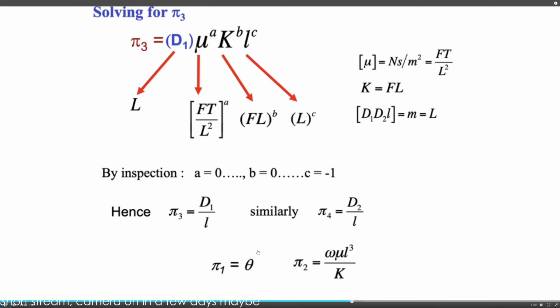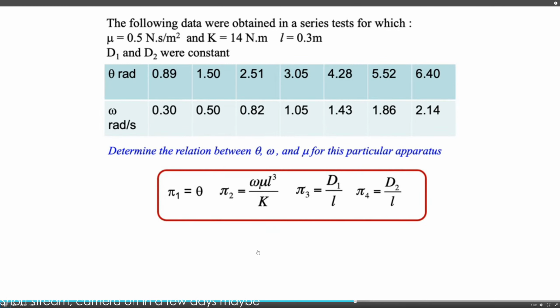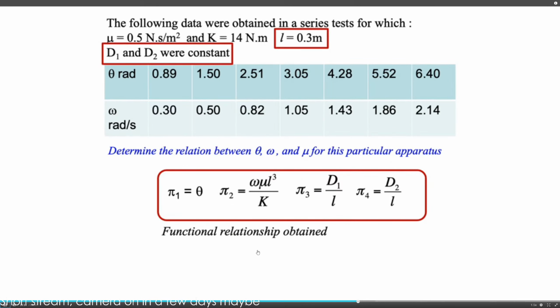Now we take a look at the question again and see what are the terms that are constant and what are the terms that can be ignored, and the important terms. These are the 4 dimensionless groups that we have formed. Now, of importance, what is useful, the functional relationship we can obtain, will be, right? Let us take a note.